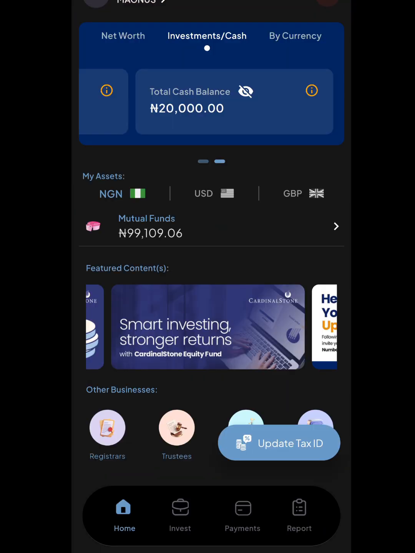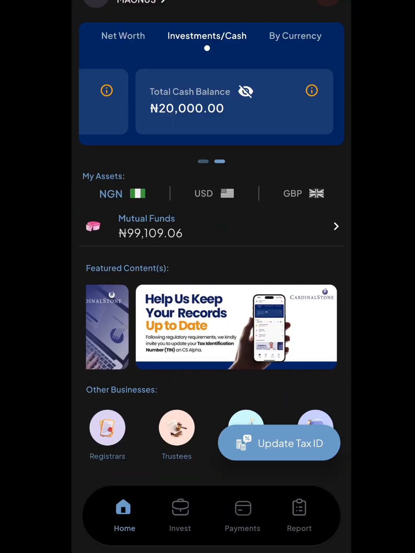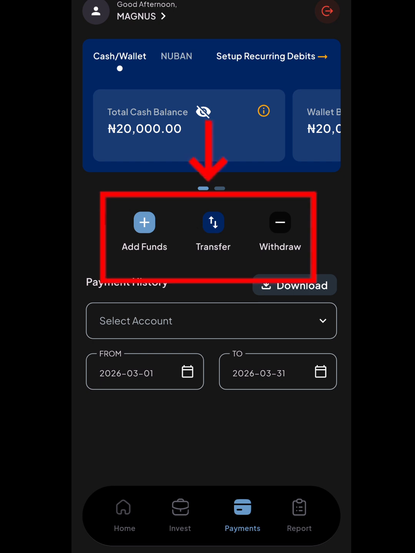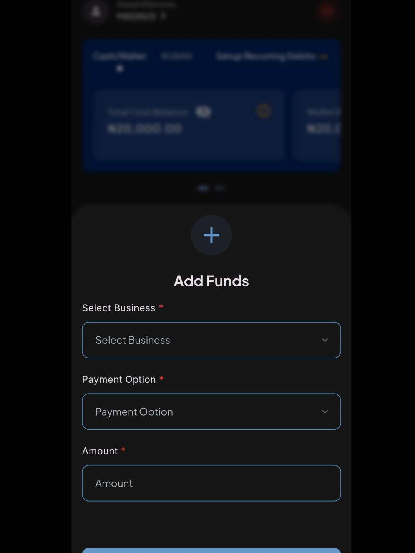So I will go all the way back again and I will go to payments. So I'm back at payments. What you want to do is move the money, this 20k here, from here, move it to your brokerage wallet so you can buy stocks. And this is how you do it. You don't click on transfer, you actually click on add funds. Then it's going to ask you, where do you want to add the funds?